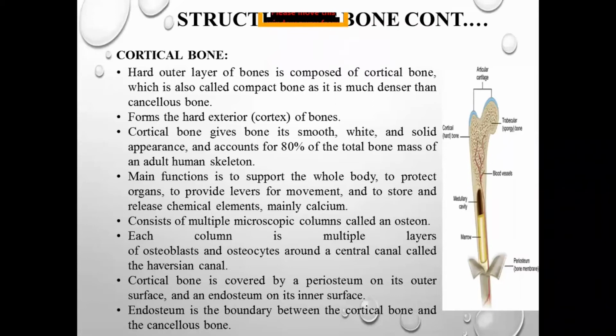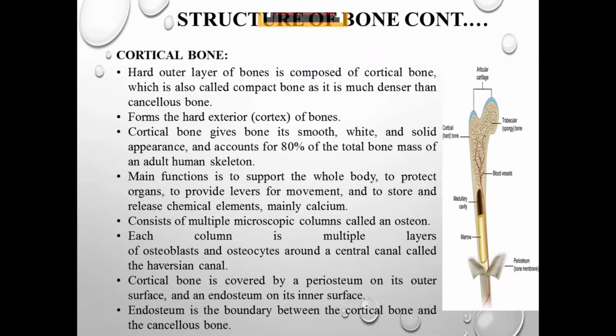Okay, it's going to have a central canal which is called a Haversian canal, and the cortex of your bone is mainly made up of osteoblasts and osteocytes, not osteoclasts. Okay, osteoblasts and the osteocytes. The cortical bone is covered by a periosteum on its outer surface and an endosteum on the inner surface.